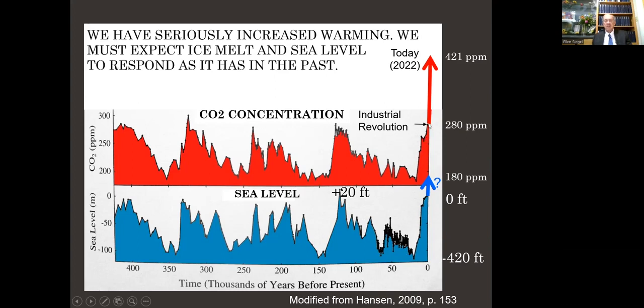Beginning of the Industrial Revolution, we were at 280 parts per million. We increased it over the last period of time, most of this in the last 100 years. We increased from 280 to 380 to 421 parts per million today. That's more than double what it took from 180 to 280 to affect 100 meters of sea level rise. We don't have 100 meters of sea level rise left. We only have about 70 meters if we want to melt all the polar ice, which we probably won't do.